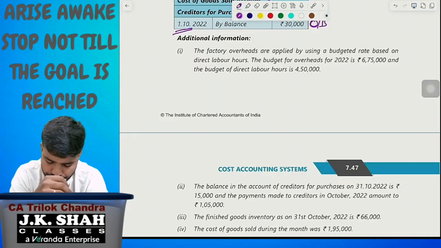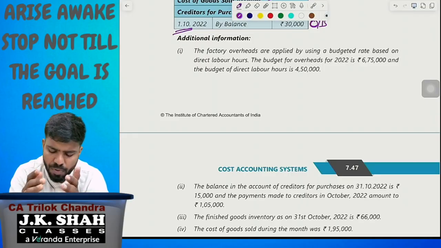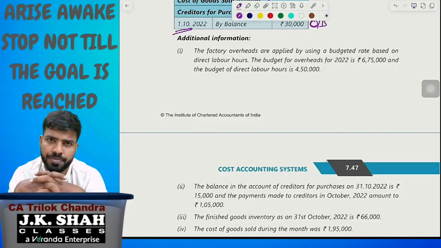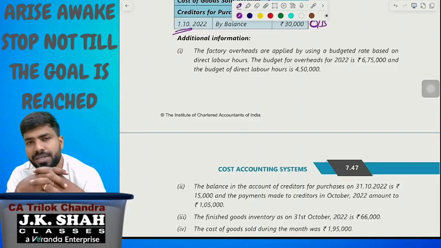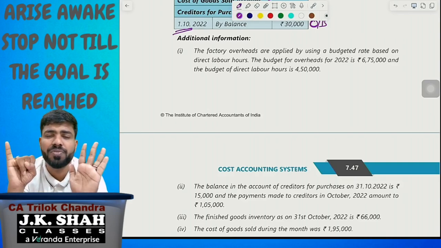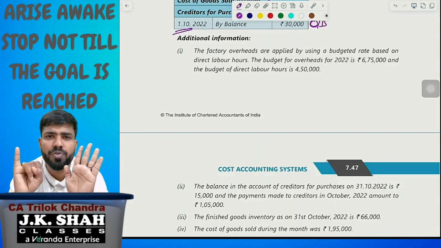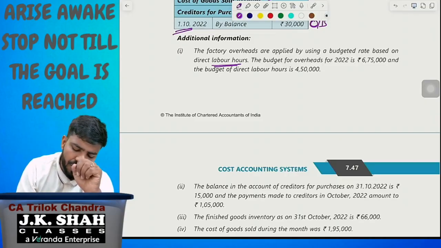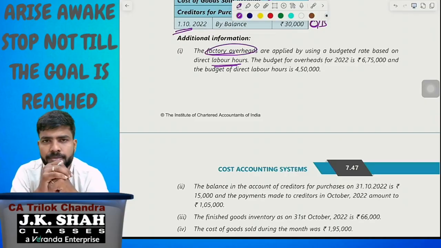Point number 1. The factory overheads are applied by using a budgeted rate based on direct labor hours. We already discussed the overheads. To absorb the overhead, we require a certain base quantity. We discussed 6 base quantities. Out of those 6, one of the base quantities is labor hours. So here they are taking labor hours as the base to absorb the factory overheads.